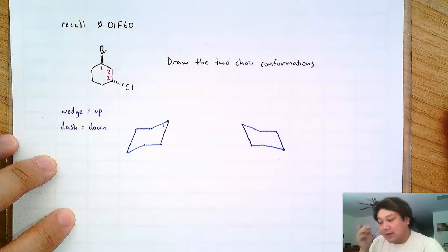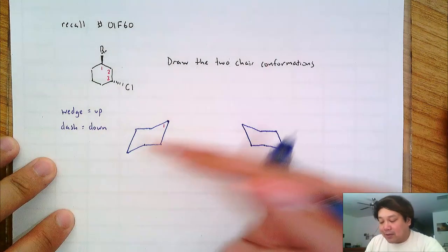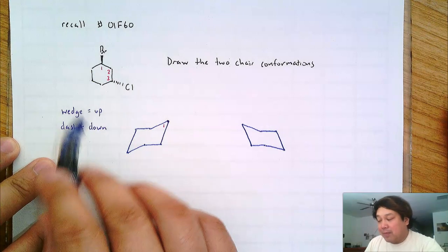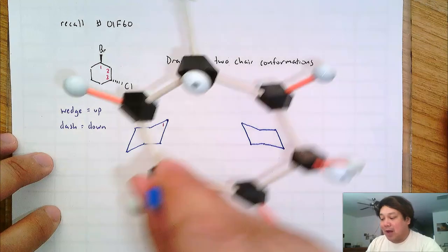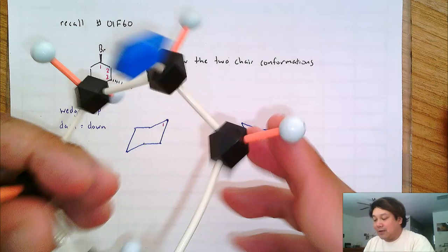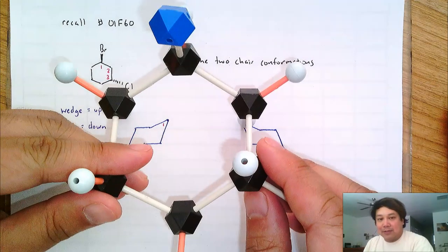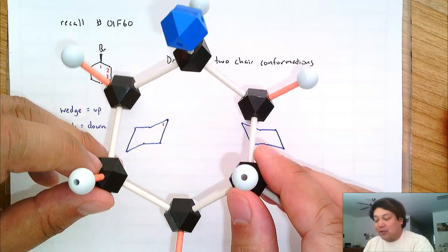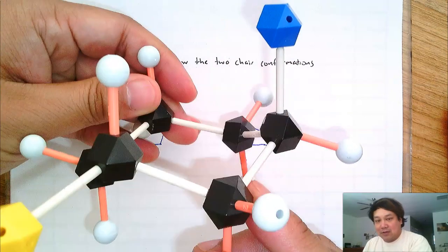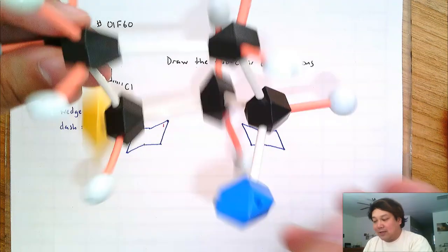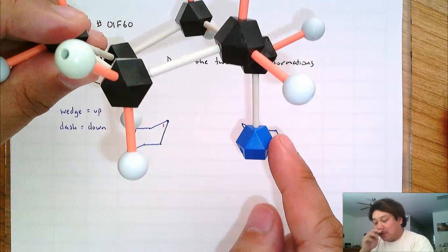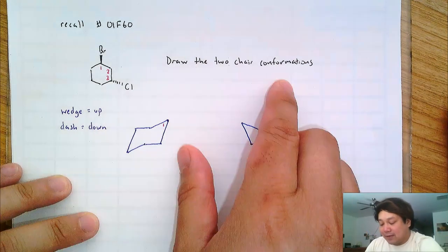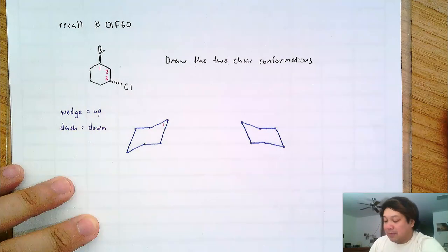Now, obviously, your classmate could say, well, what if I indicate wedges down? I mean, that's perfectly fine, because with a model, for instance here, let's say the blue atom is bromine, so it's coming towards us. Well, they could orient the chair like this. They could orient the chair like this. So that blue atom could either be up or down. The point is, be consistent. If you choose it to be up, always keep it up.